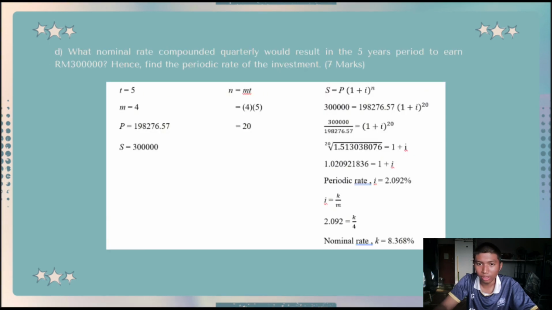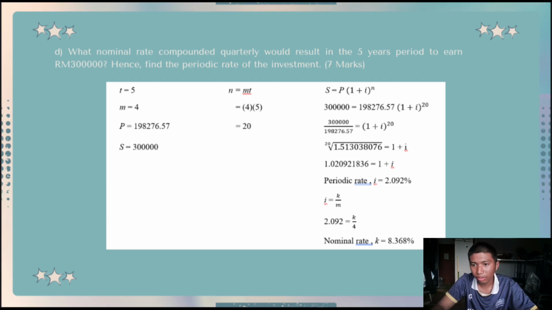And lastly, for D, what nominal rate compounded quarterly would result in the 5-year period to earn 300,000 ringgit? Hence, find the periodic rate of the investment, 7 marks. So as usual, we need to list down the information that's been given. T equals 5, M equals 4, P is 198,276.57, and S is 300,000. And we need to find the new n because it's a different year, as you see in the question. n equals MT, 4 times 5, we got 20.